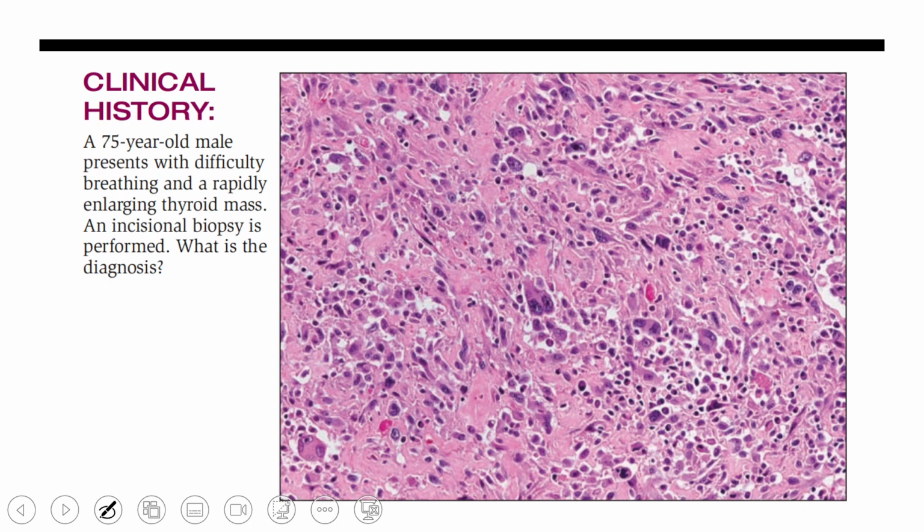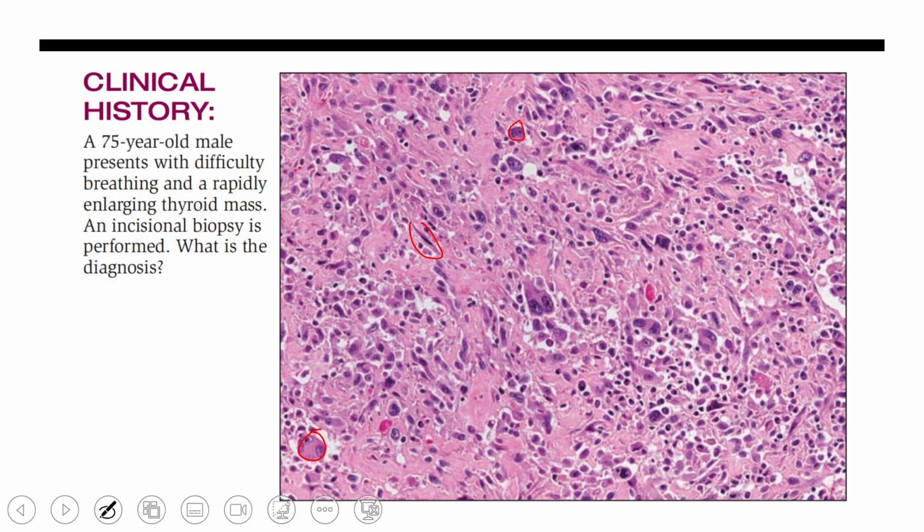And next is a 75-year-old male that presents with difficulty in breathing and a rapidly enlarging thyroid mass, and an incisional biopsy is performed. In the biopsy we see spindle type of cells. Various spindle type of cells are present here, and along with that pleomorphic giant cells can also be seen. Pleomorphic means variable shape and size.